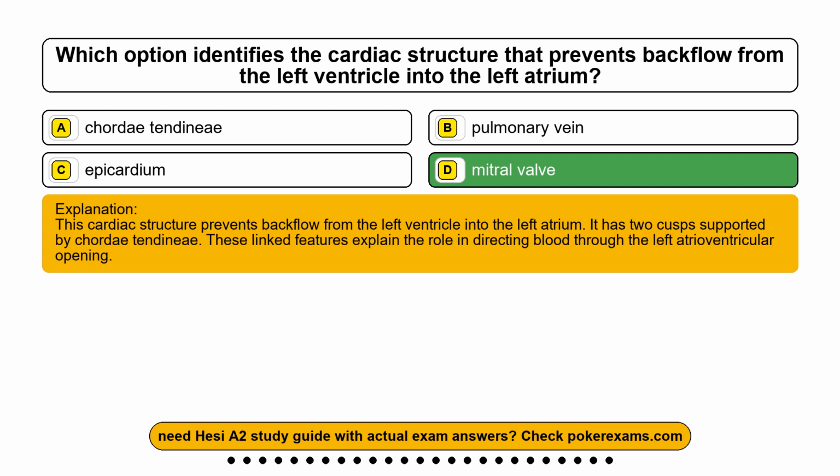This cardiac structure prevents backflow from the left ventricle into the left atrium. It has two cusps supported by chordae tendineae. These linked features explain the role in directing blood through the left atrioventricular opening.